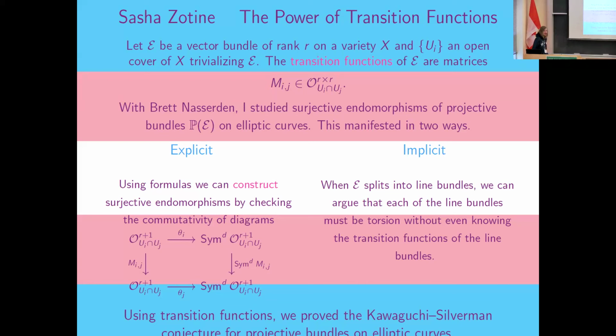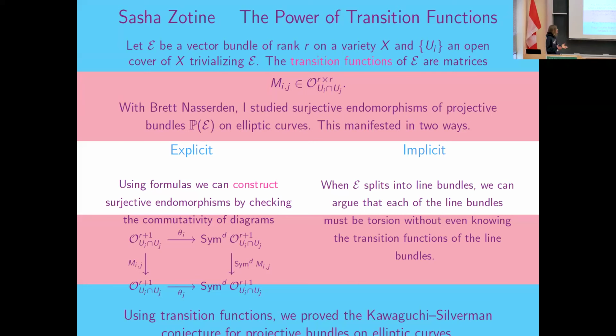But one thing which kind of surprised me and was kind of interesting was that there's also an implicit one. If my vector bundle is actually a direct sum of line bundles, I don't even need to know the transition functions to be able to make a conclusion. I just check what it means to have a section using the transition functions, and I can actually make conclusions just with that. And in particular, in this case, for the projectivization of a direct sum of line bundles, for it to have an endomorphism, it requires that the bundles are torsion.